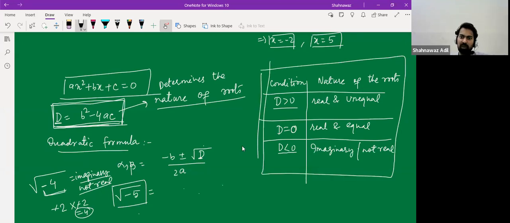Okay, so these are the conditions for the nature of the roots. Understood, guys? So these we have to find. If the question says the roots are real and unequal, it means D is greater than 0. If they say the roots are real and equal, it means D is equal to 0. And if they say the roots are imaginary, not real, then D is less than 0. Understood, guys?